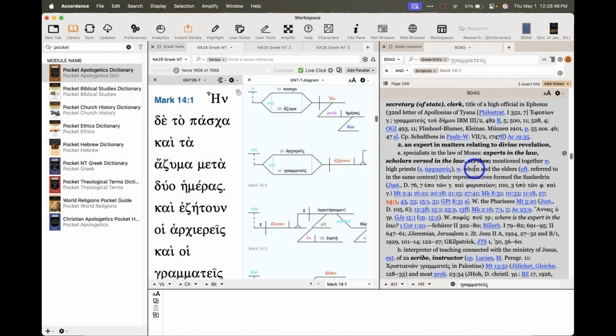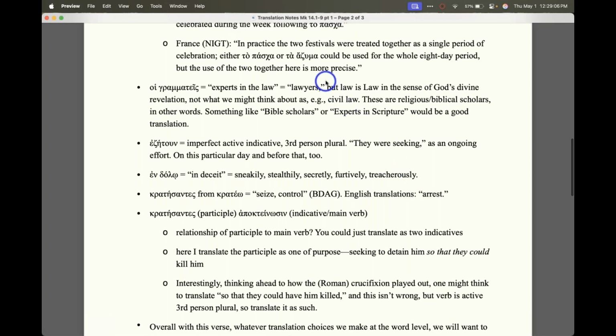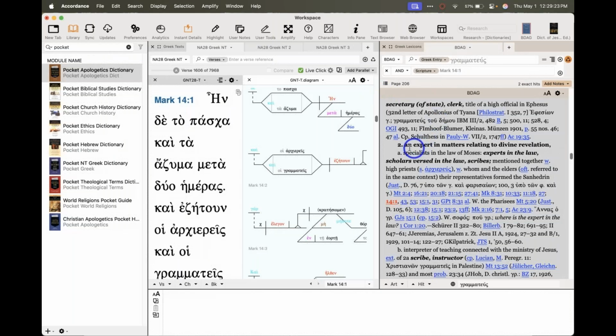And you may see this in some translations, experts in the law. What's worth noting, and this has come up before in Mark, so pardon the repetition, is that when we think about translating, I think we want to think about how the word law translates from first century Palestine to 21st century, wherever you are. And chances are it doesn't translate the same way. So I want to think about this a little bit more. It is law in the sense, if they're experts in the law, or I suppose you could say lawyers, but that brings up other connotations. You may not see that as a good translation. Law is law, capital L, in the sense of God's divine revelation. So here's BDAG, an expert in matters relating to divine revelation.